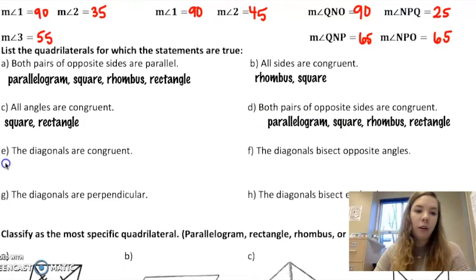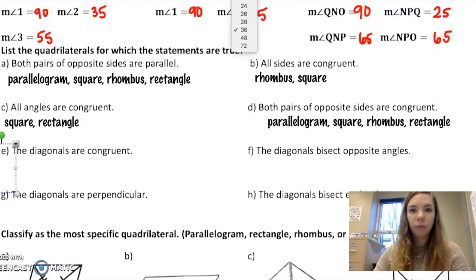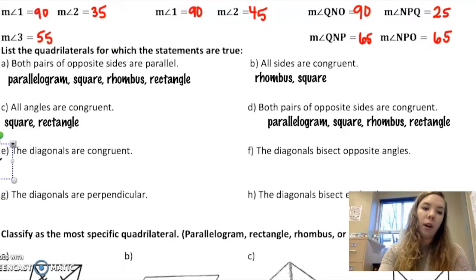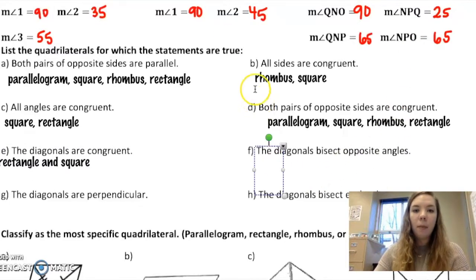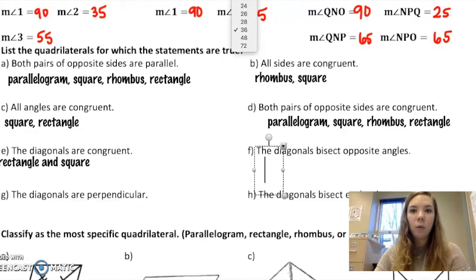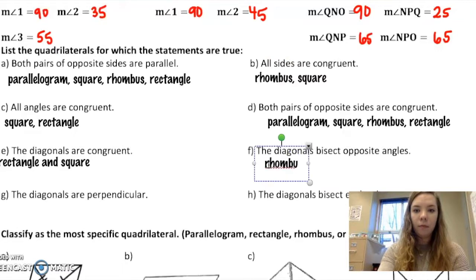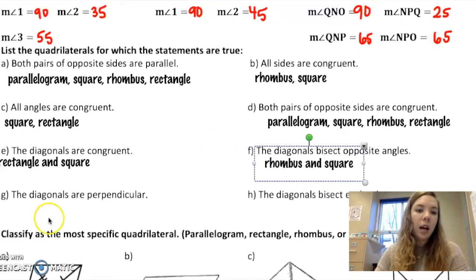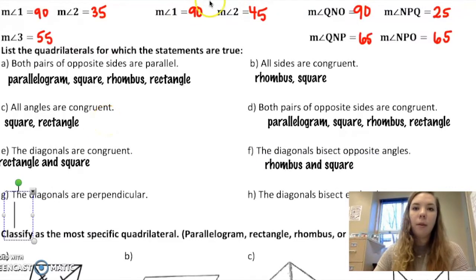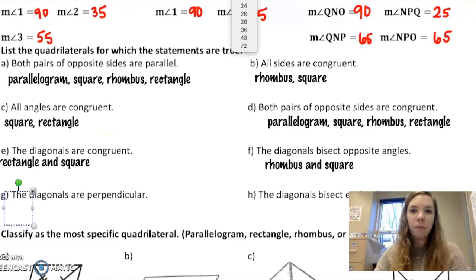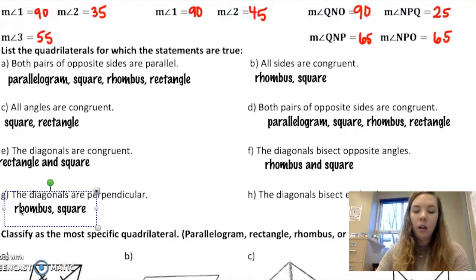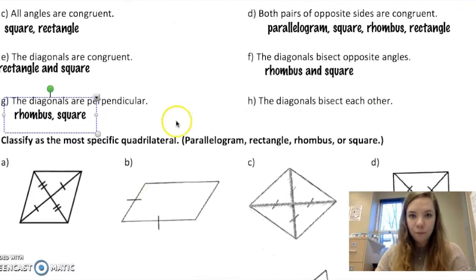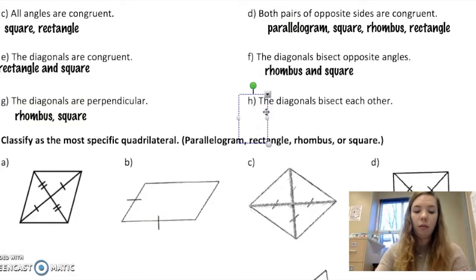The diagonals are congruent is true for a rectangle and a square. The diagonals bisect opposite angles is true for a rhombus and a square. The diagonals are perpendicular is true for a rhombus and a square. And the diagonals bisect each other is true for all 4 types.